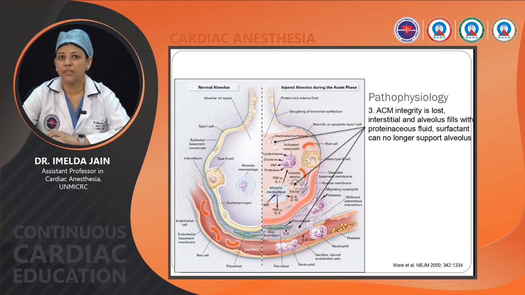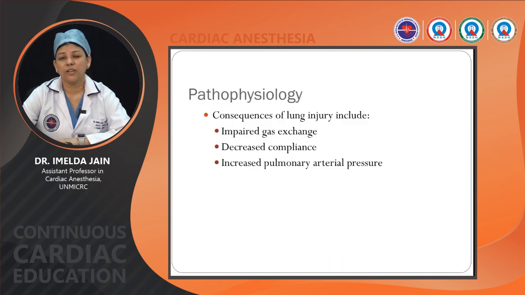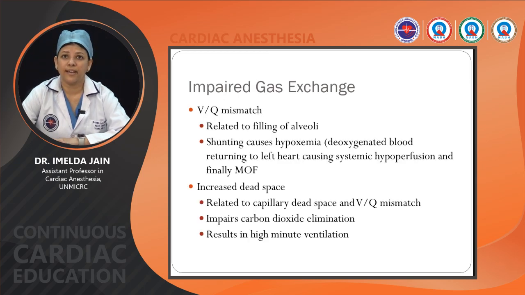As a result of this, the alveolus gets filled up with the fluid and the pulmonary resistance increases. So, as a consequence of lung injury, there occurs impaired gas exchange at the level of the lungs, decreased compliance of the lungs, which finally results in increased pulmonary arterial pressures. Coming over to impaired gas exchange.